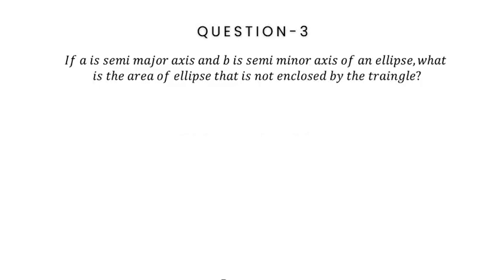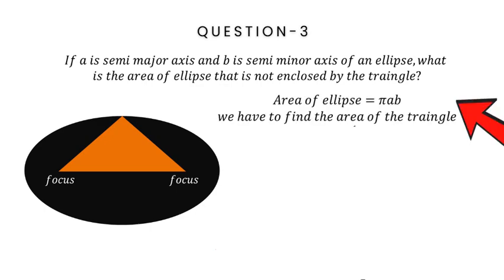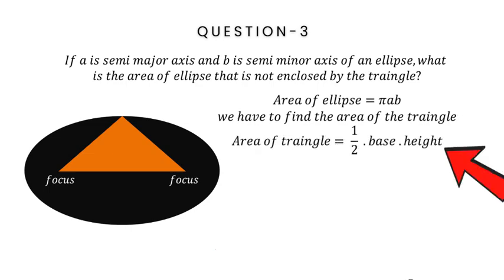The third question is, if A is the semi-major axis and B is the semi-minor axis of an ellipse, what is the area of the ellipse that is not enclosed by the triangle? Area of the ellipse equals pi times AB. We have to find the area of the triangle. Area of the triangle is equal to half base into height.